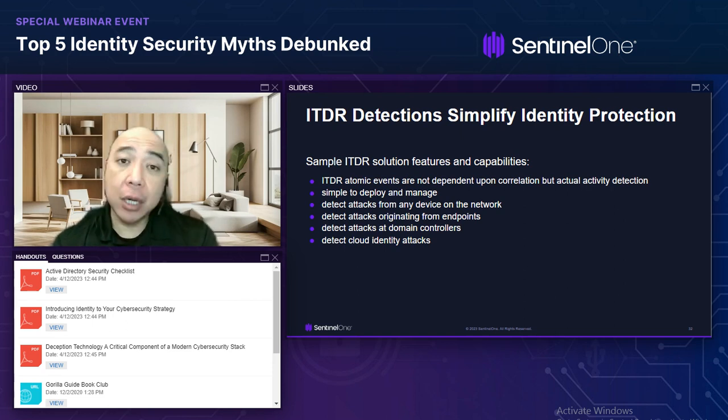In fact, some EDR solutions are now starting to implement or include ITDR functions within their agents. You should be able to detect attacks from any device on the network, right? Because not every device that attacks your identity data, your Active Directory, is a Windows system. You should be able to detect attacks originating from the endpoints or targeting domain controllers, right? So either of those. And you should be able to detect cloud-based identity attacks, right? So not all of the ITDR solutions will have all of these, but you should look for the ones that fit your requirement, because not everyone needs all of these requirements.